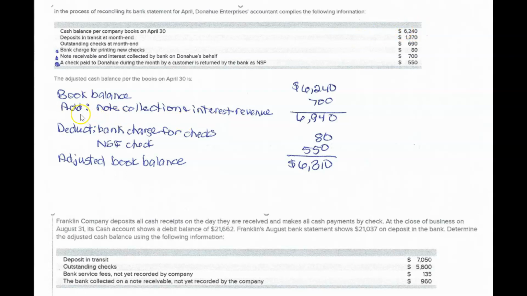And then we want to add and we want to deduct. What we're going to add is the note collected. It said note received and interest calculated on Donahue's behalf, that's $700. This is $700 the bank knew about, but we did not know. So we need to add it to our book balance. And then we have 2 things we need to deduct. Our bank statement showed that we had an $80 charge for ordering checks. And then we also had an NSF check for $550. We did not know that the customer's check bounced. Subtract the 80 and the 550 from the 6,940, and we get an adjusted book balance of $6,310.